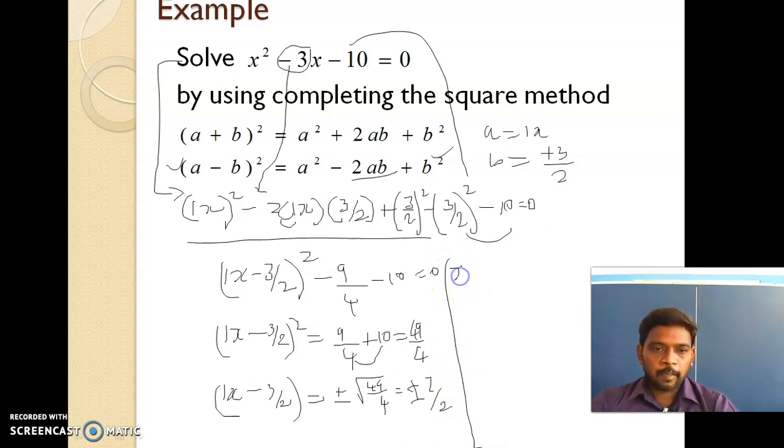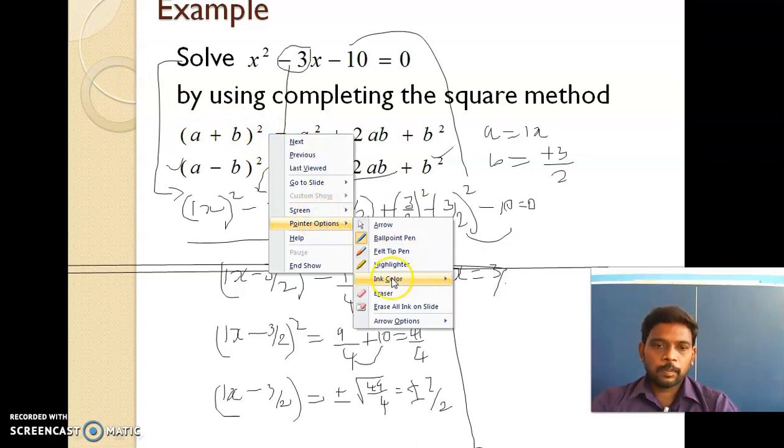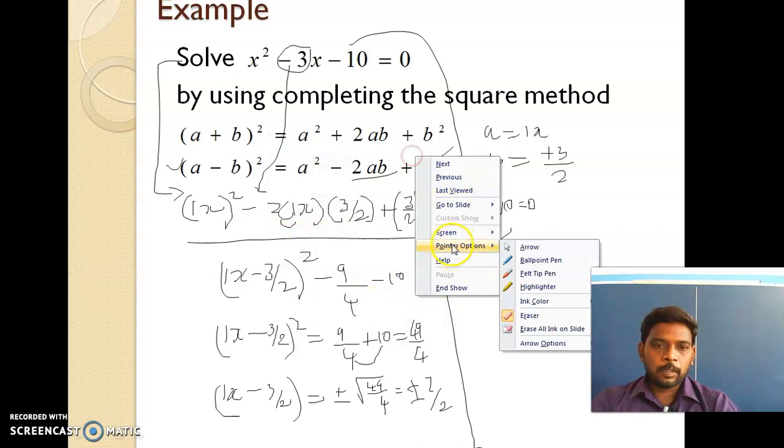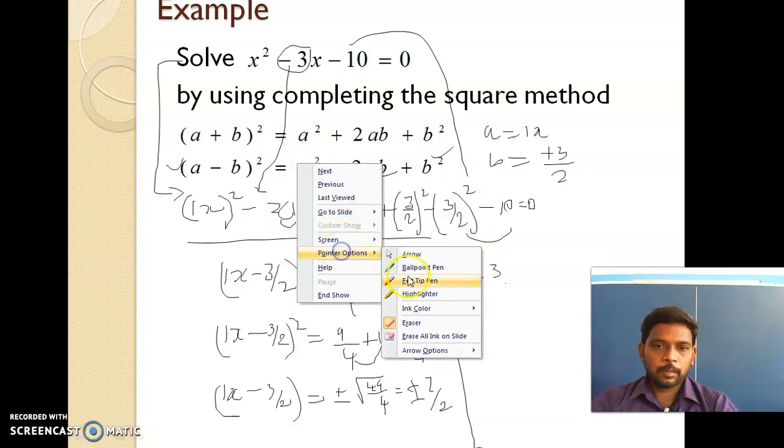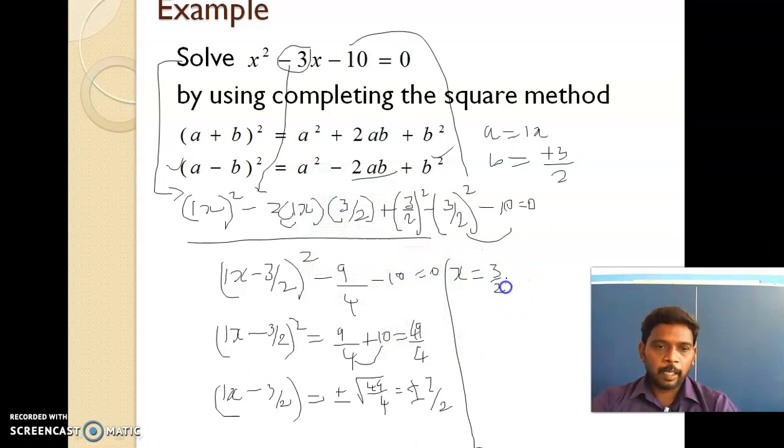So now x equal to, transpose this minus 3 by 2 to the right hand side. So it will become plus 3 by 2 and plus or minus 7 by 2. So x equal to, here the LCM is nothing but 2 only. So (3 plus or minus 7) by 2. So next split the positive and negative root. So x equal to (3 plus 7) by 2, and another one (3 minus 7) by 2.